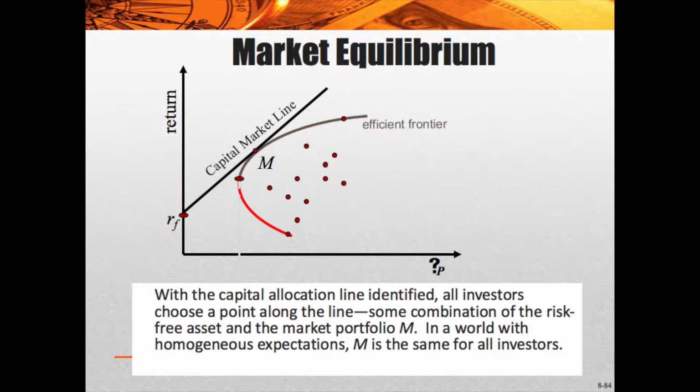And what it says is, with the capital allocation line identified, all investors choose a point along that line, some combination of the risk-free asset and the market portfolio. You could be completely in the bay, or you could be completely on the dock, or some combination thereof. So that would be the capital market line.